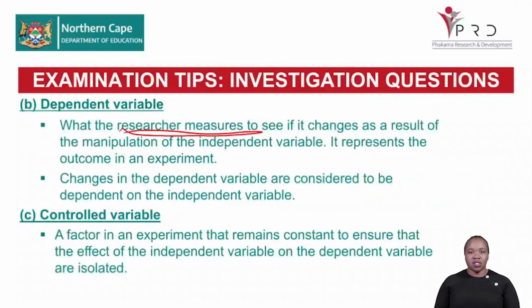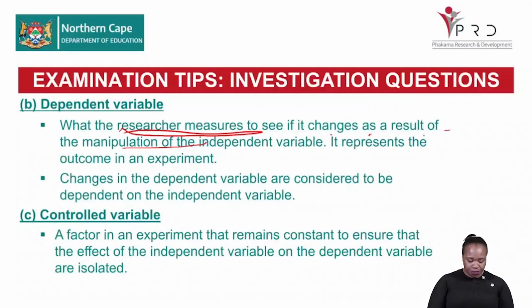This would be measured as it changes due to the independent variable, to see if it changes as a result of the manipulation of the independent variable. It represents the outcome in an experiment. Yes, this is the result, the outcome. What happens as a result of the changes in the independent variable. Changes in the dependent variable are considered to be dependent on the independent variable.